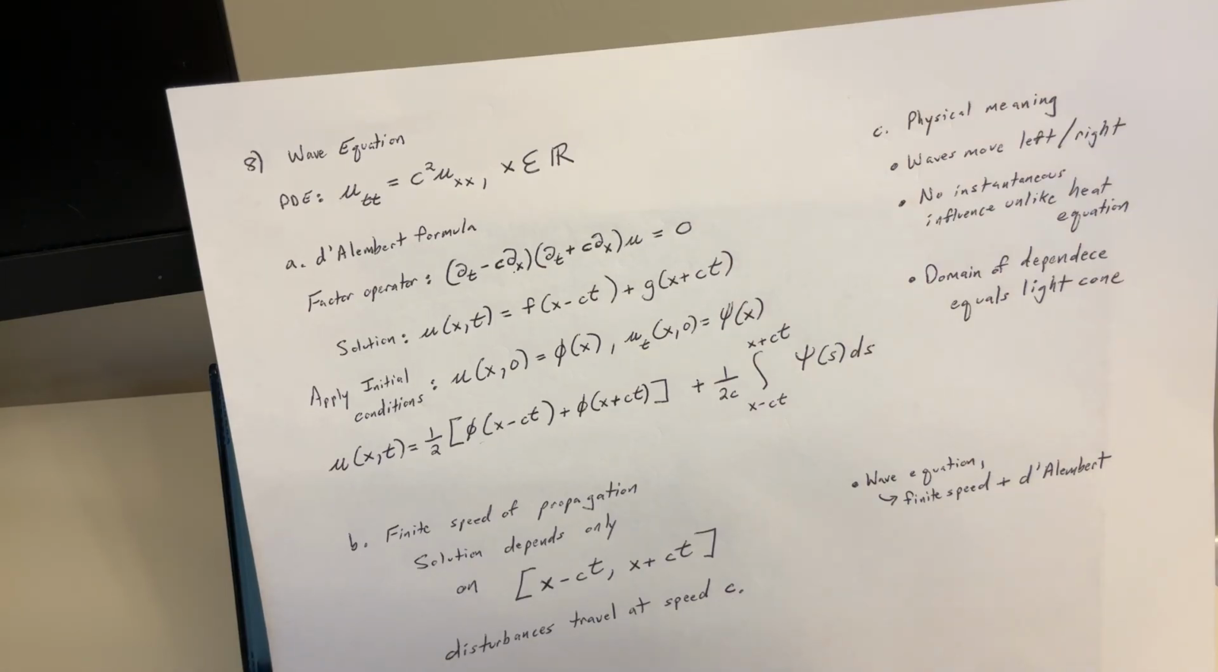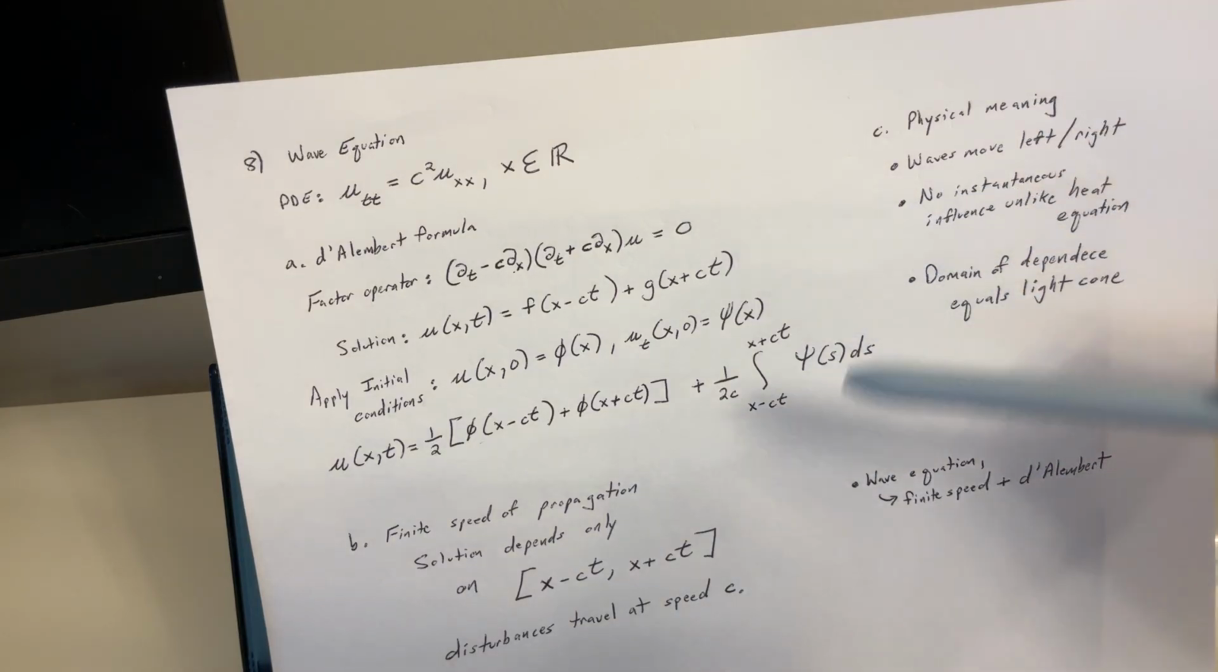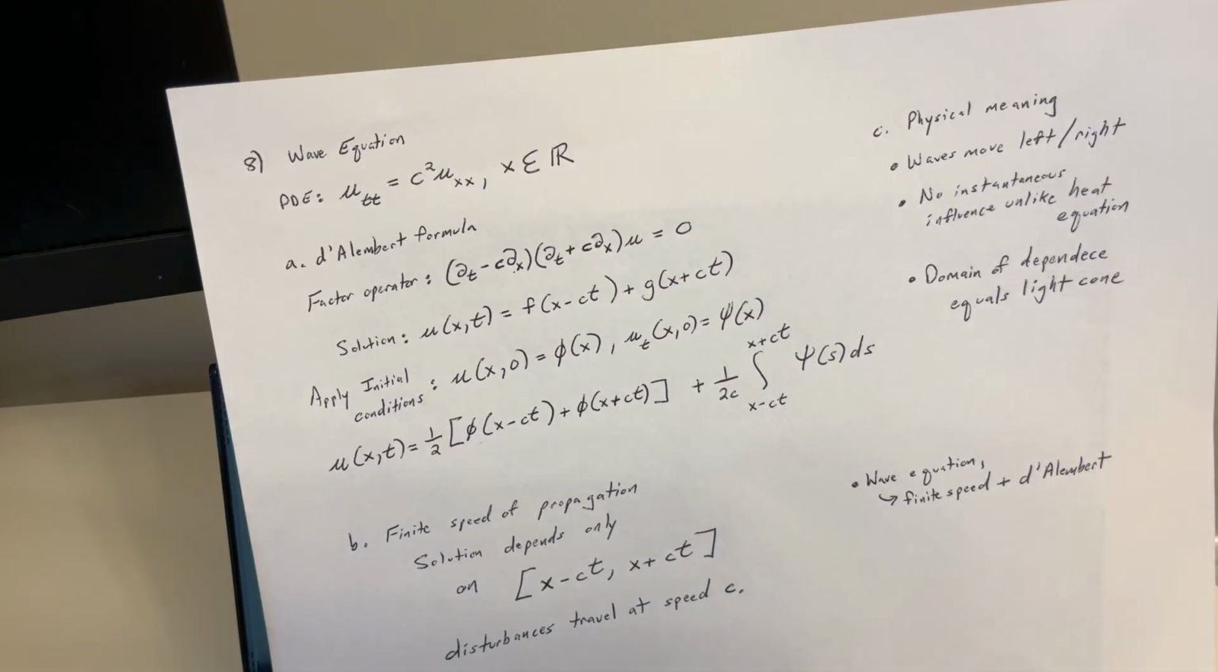And what we can say in relation to letter C, we want to interpret this physically. Physical meaning: from this, the waves are going to move from left to right. We do not have an instantaneous influence, right? So no instantaneous influence, unlike the heat equation, okay? And the domain of dependence equals the light cone, okay? So we have a wave equation, finite speed plus D'Alembert, and that's it.